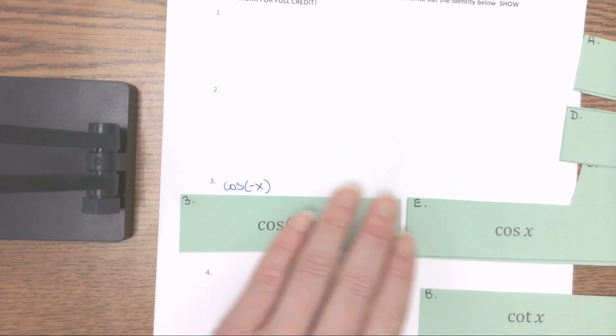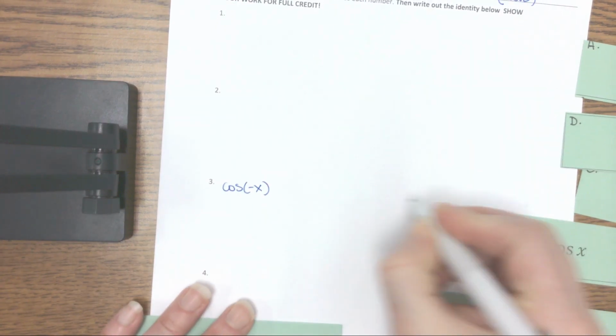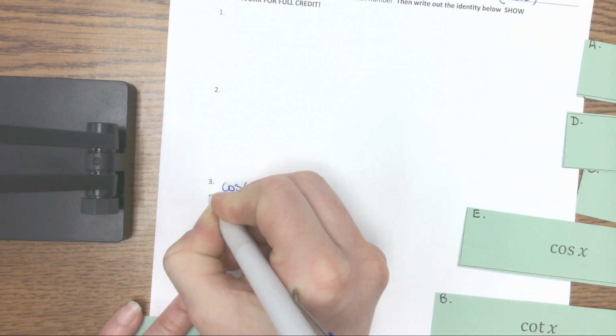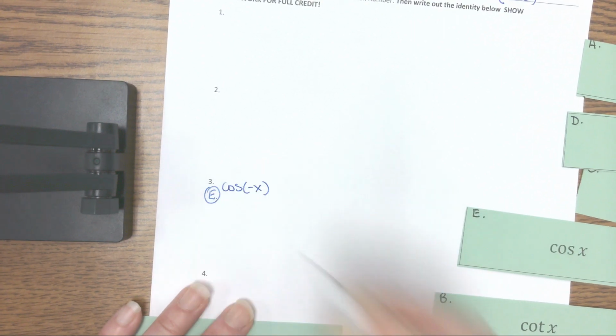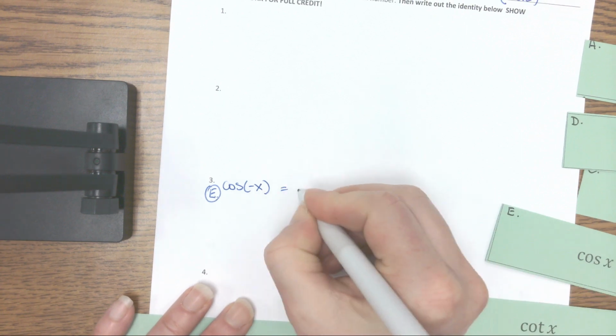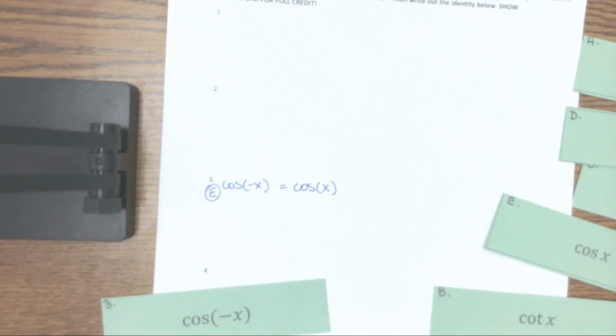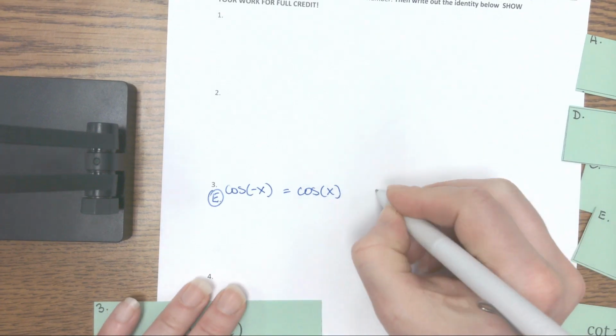So I write 3, and I'm going to write "goes with E." I'll just put it right here on the side so I know what it goes with. Cosine of negative x, I'm going to write it down, equals cosine of x. This one didn't even have any work to it, and I just put that it was an odd-even identity.